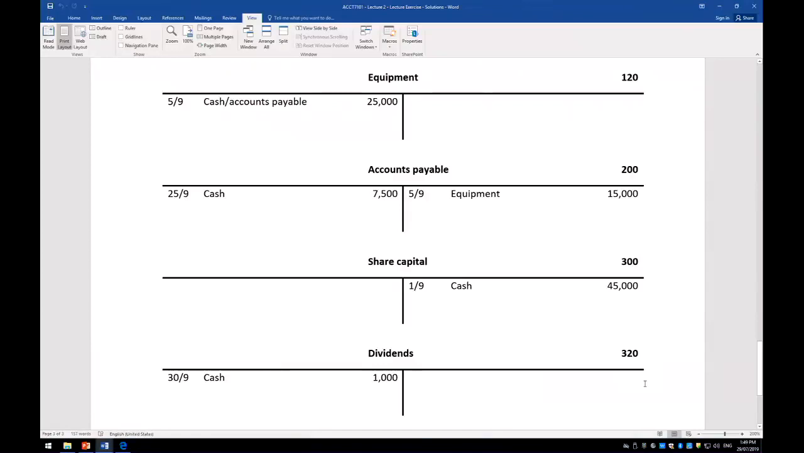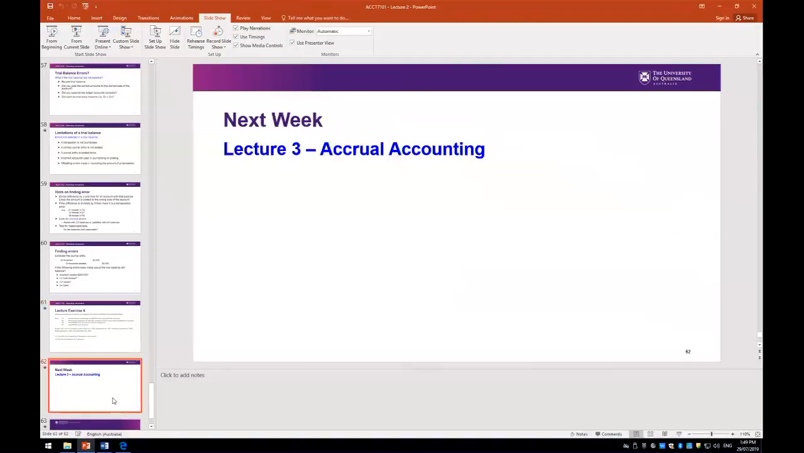So that takes us, perfect timing, that's the end of this week. So I'll see you all next week when we'll do adjusting entries and closing entries and the accounting at the end of the financial period.